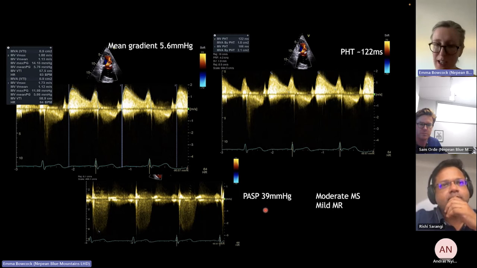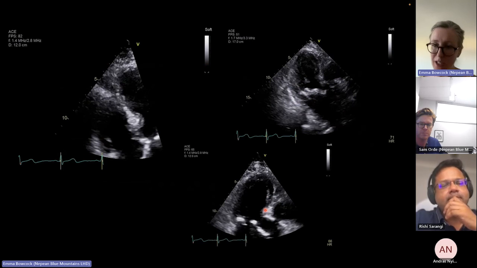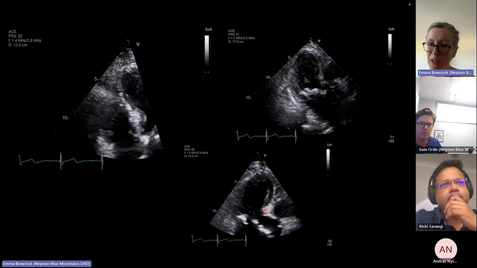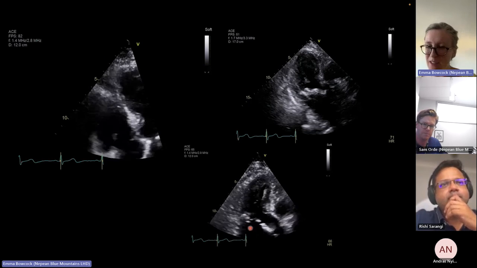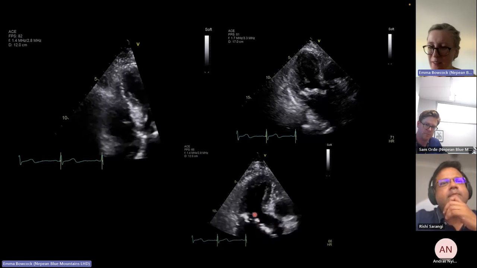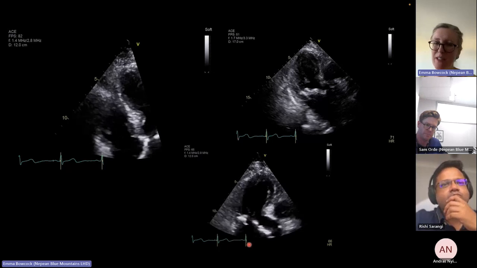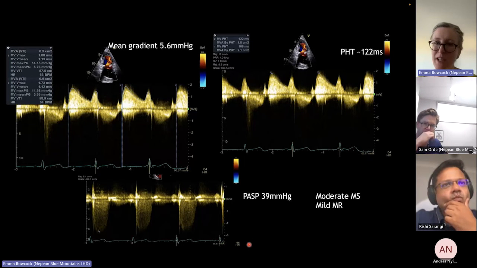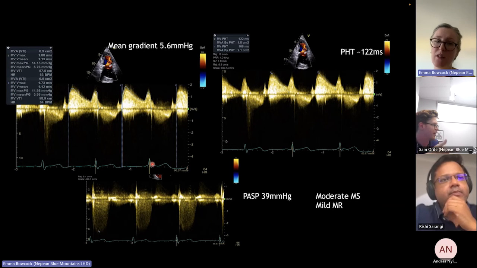So, putting it all together, knowing that it's calcific, it's not rheumatic, looking at the 2D appearances, going through the inlet there, relative sparing of the leaflet tips themselves, RV not looking too bad, pulmonary pressures elevated, as you said, but not severely elevated. Combined with all of this, it's probably more in keeping with a mild to moderate stenosis rather than severe. It's really nice.